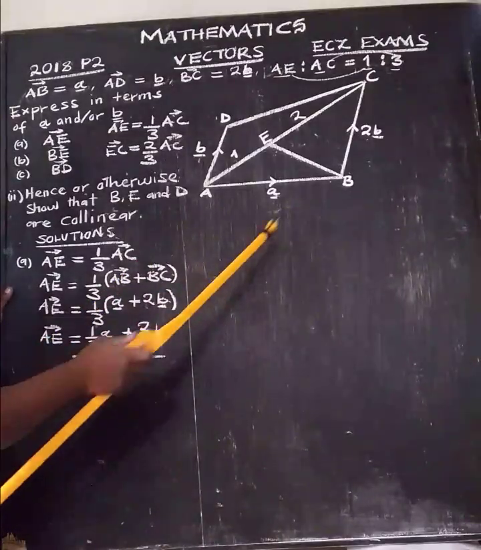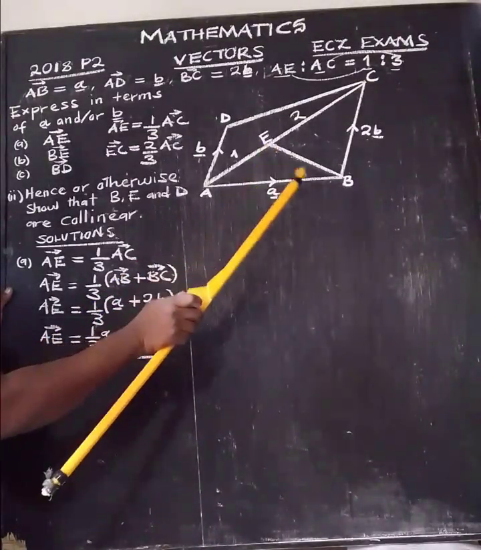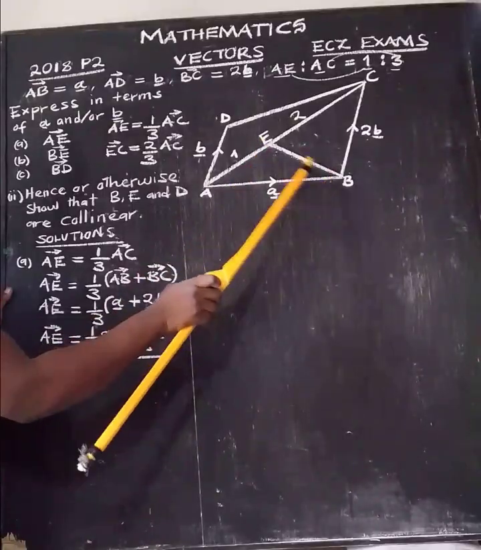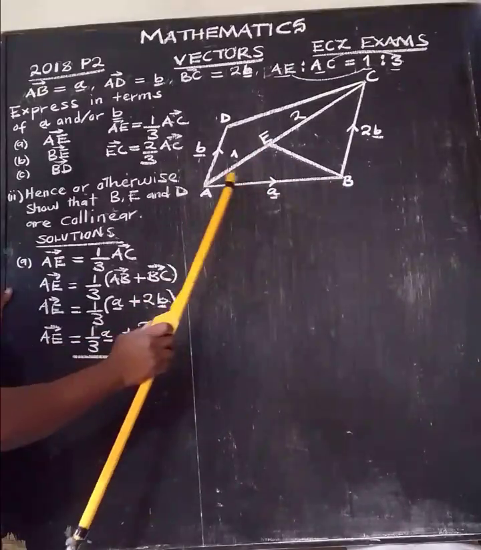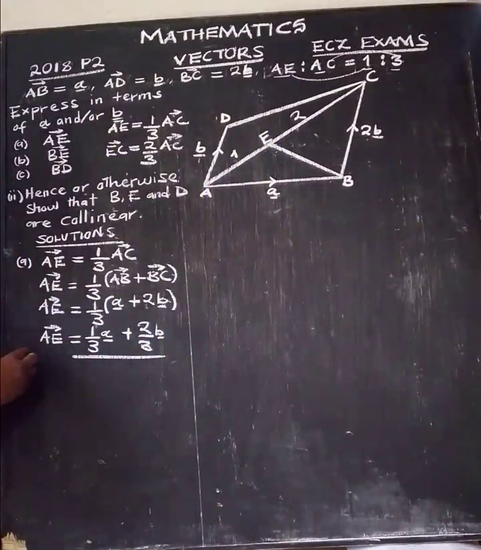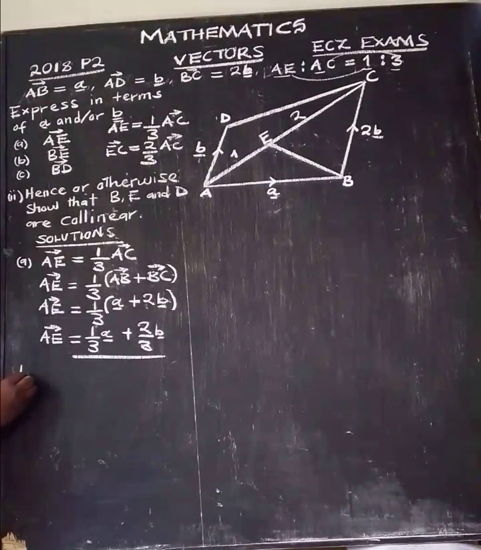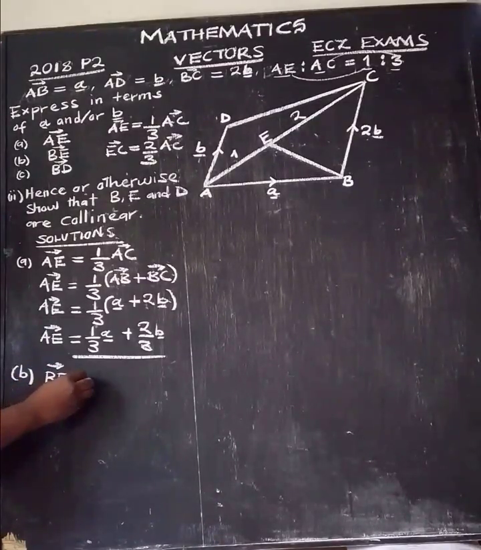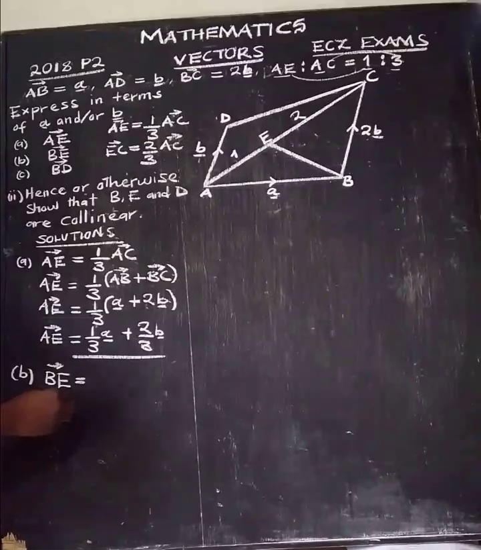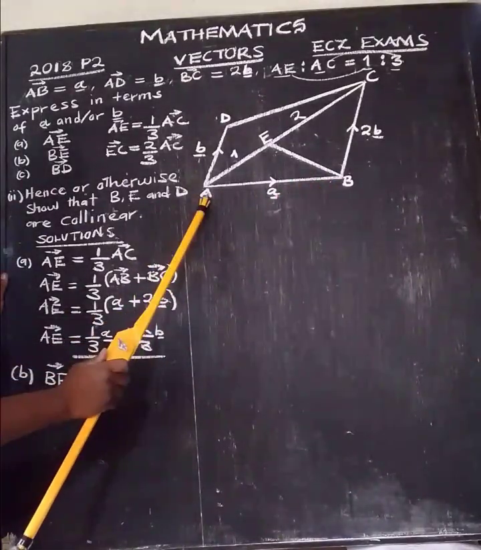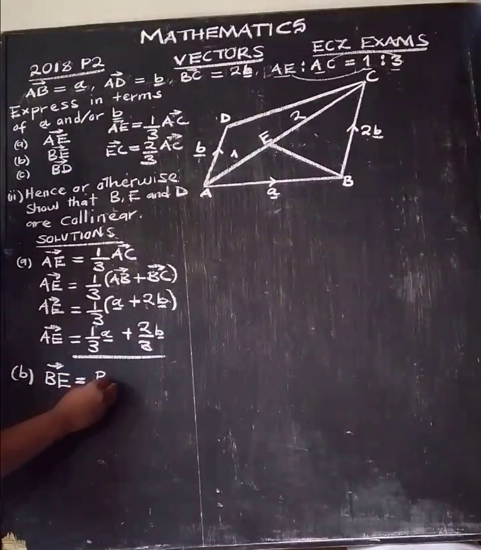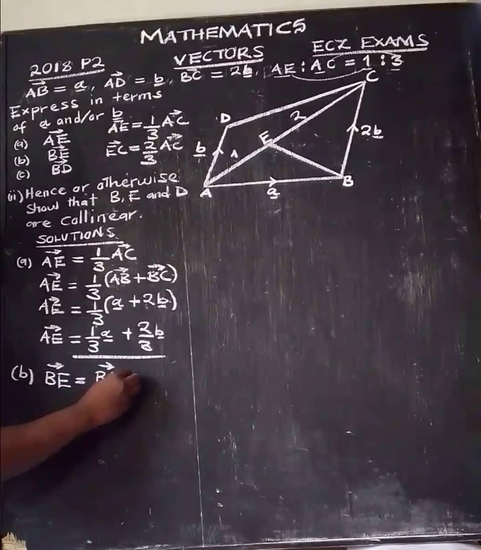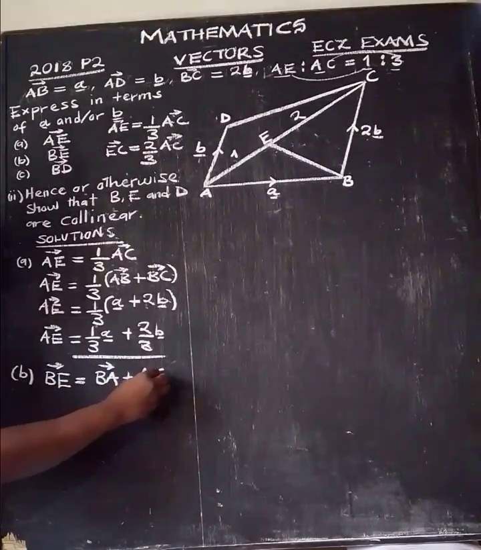BE. How can we move from B to E? So BE, you can say BA plus AE. Okay. So question B, they want us to find BE. So it's BE. You say it's BA plus AE.